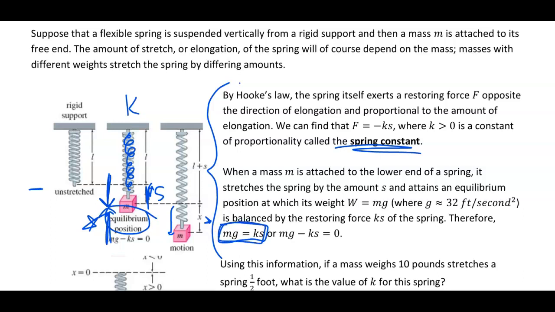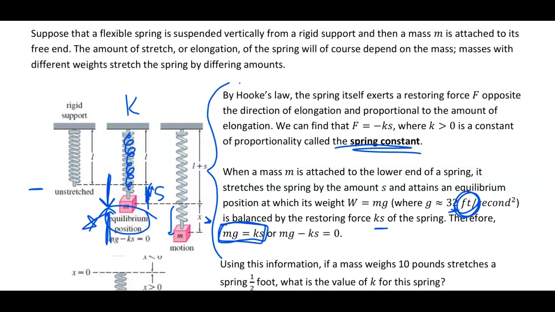Mass times gravity, and we're going to be doing this in feet and seconds, so US units here. So gravity is 32 feet per second, whatever your mass is, is balanced out by that restoring force, KS. So you want to make sure, since gravity is in feet per second, that your S is also in feet.